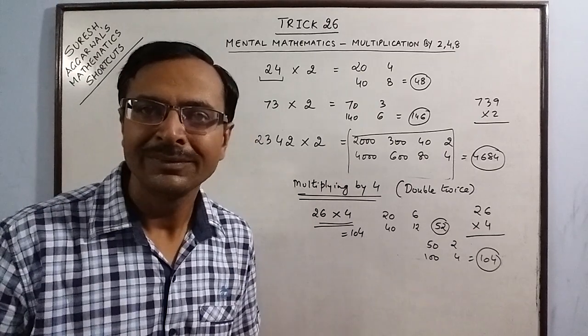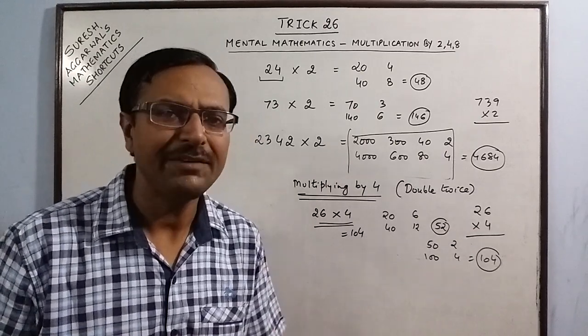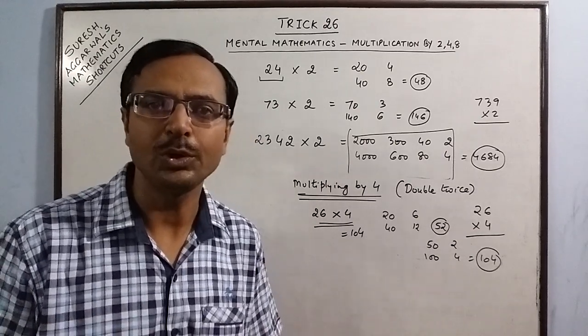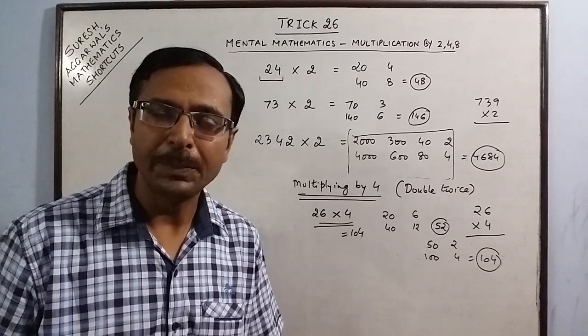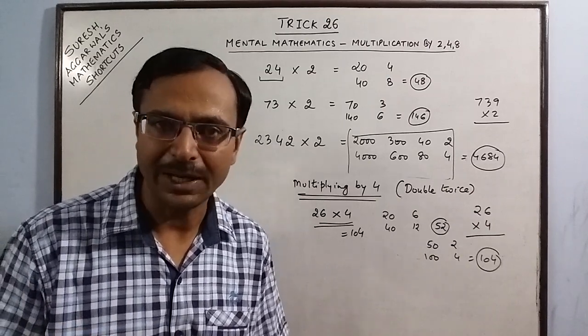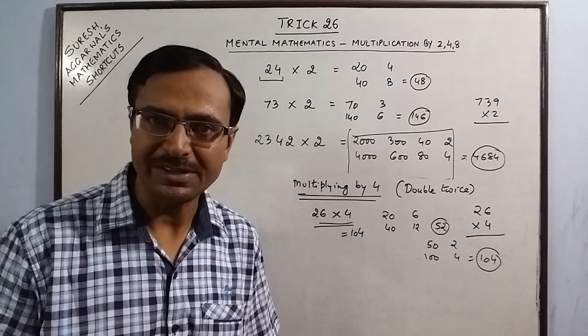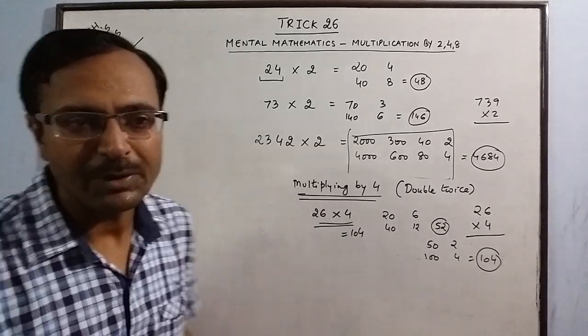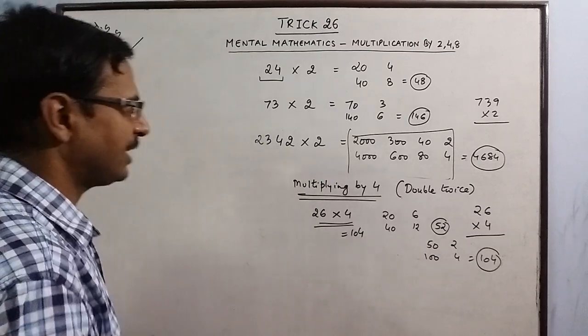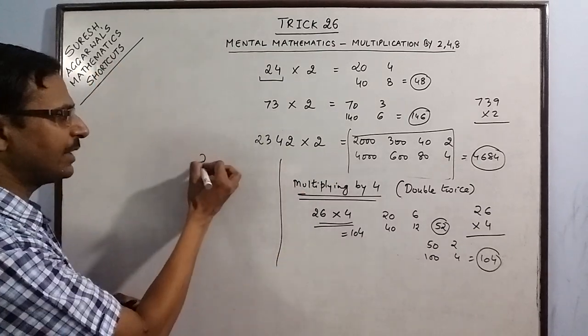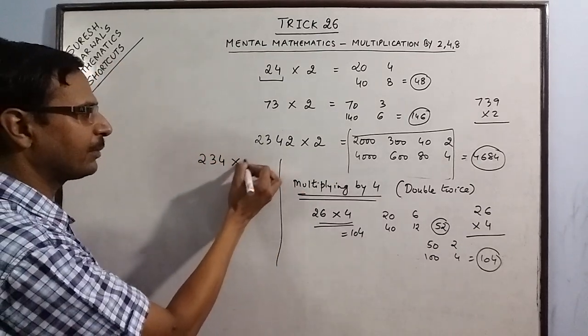Isn't that wonderful? Just by speaking, just by having a little positive attitude towards the numbers, bringing it to your mind in a positive manner will work out wonders for your calculation skills, your mental skills. Another example for multiplication by 4: say you have to multiply 234 by 4.